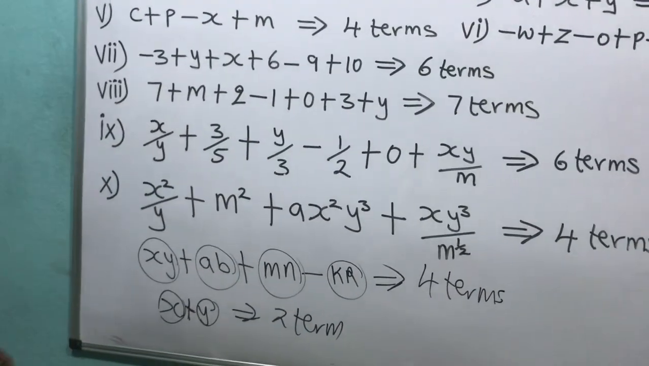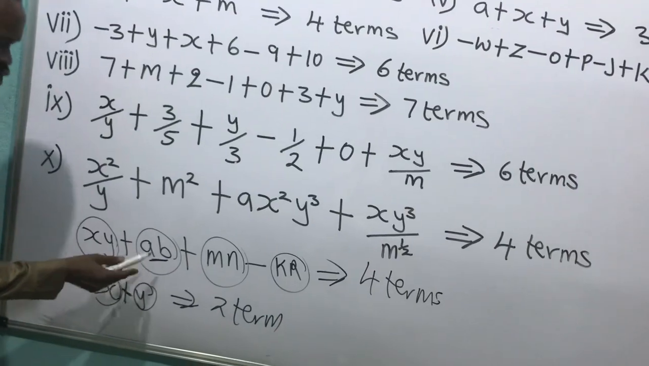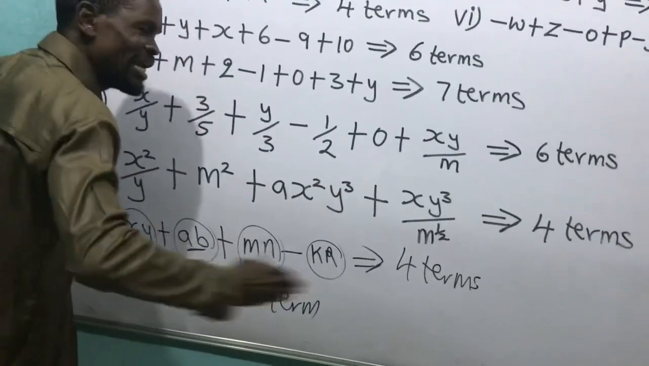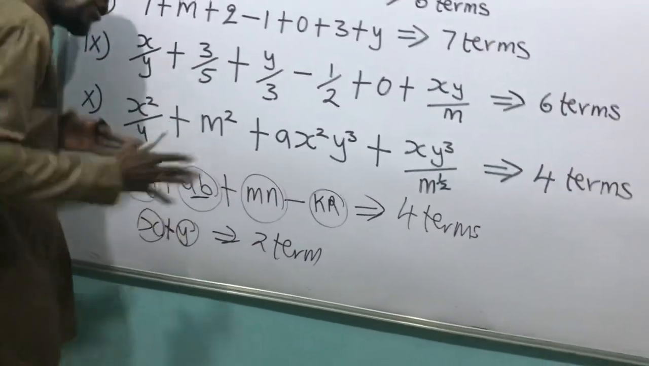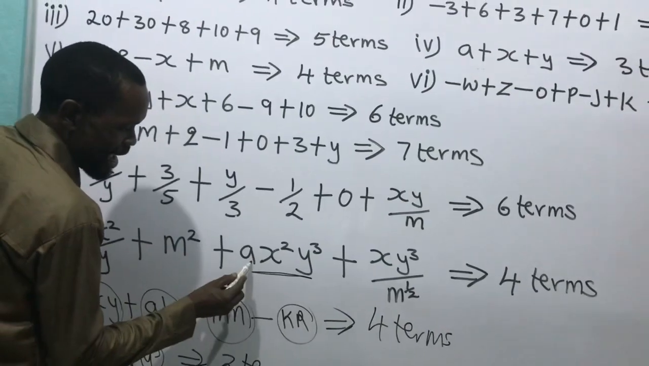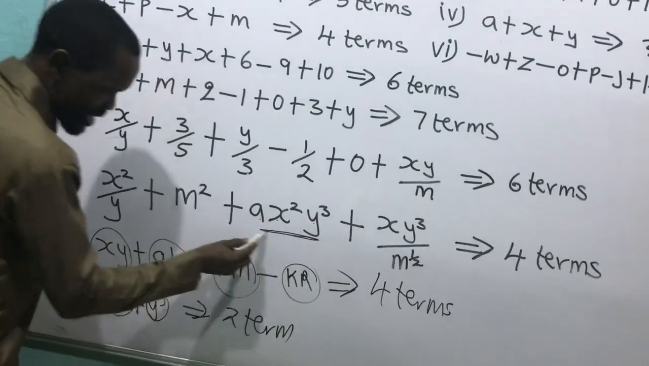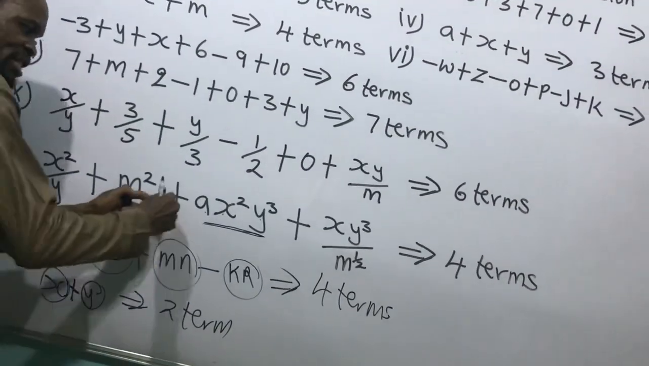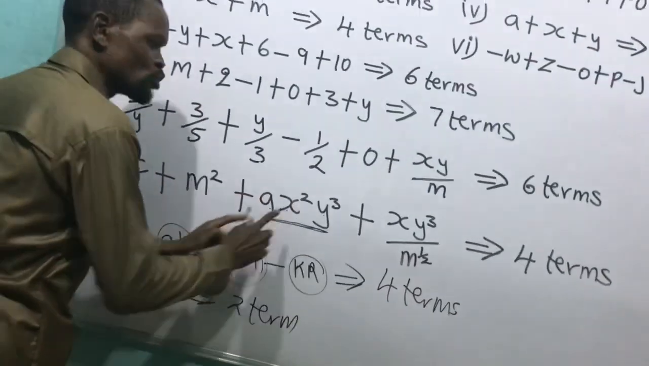Have you seen that? But when they are whole by multiplication, they will be called one term. Even if they are 20, even if they are 3 in number, 4 in number, 5 in number, but they are whole by multiplication, it's called one term. Look at it. This is one term. Ax squared y cubed, this is one term. Held together by jamming, multiplication by jamming. They jam themselves and hold together. They are what? One term.